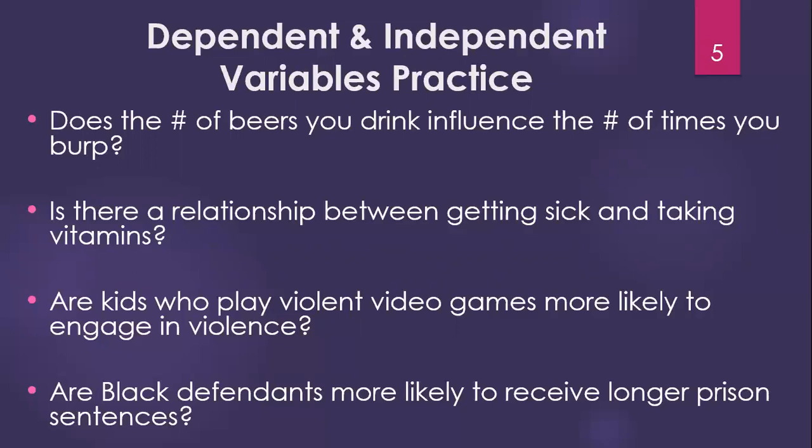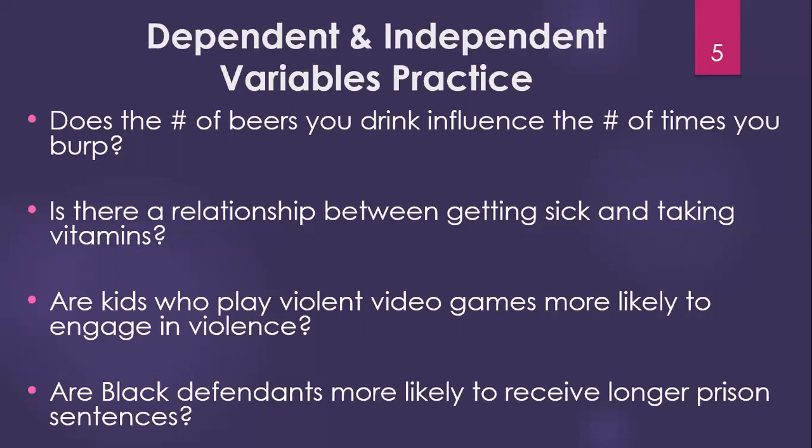Again, take a pause, try to do these on your own. First question here is, does the number of beers you drink influence the number of times you burp? Go back to the blank influences blank. Here, our independent variable would be number of beers, and dependent variable would be number of burps. Here, we think that beers influence burps, so beers is independent, burps is dependent.